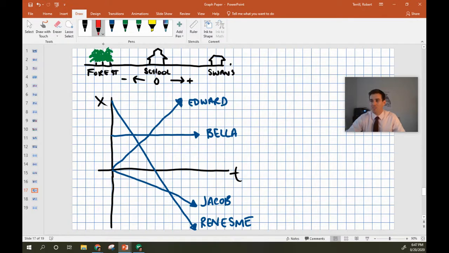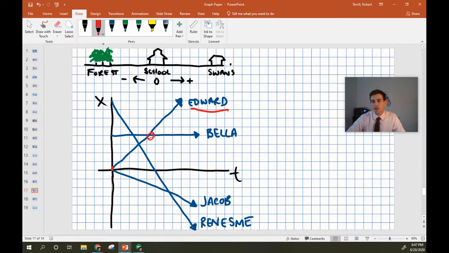So talking about what's happening here. Edward, we'll talk about Edward first. He starts at 0, and if he starts at 0, then he's starting at the school. And then we can see that he has a constant velocity that's meant to be a straight line, and he's going in the positive direction. So we'll just say that Edward is running towards the Swan's house. Along his way, he must pass Bella because we can see that there's an intersection that happens there. And any intersection means that one object is passing the other. It's a position versus time graph.